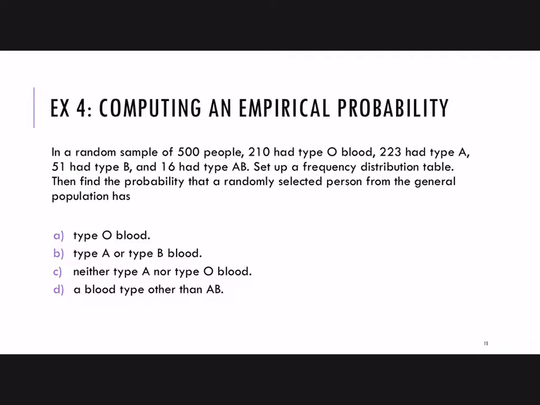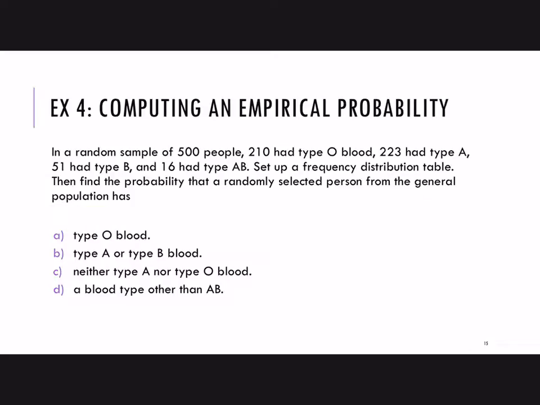All right, so we're using this phrase, a randomly selected person from the general population, meaning the results that we record and see in this experiment are supposed to reflect the general population as a whole. Okay, and that's a probability assumption that we're going to make.